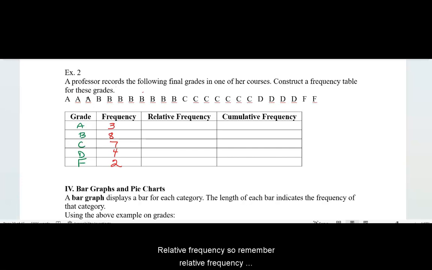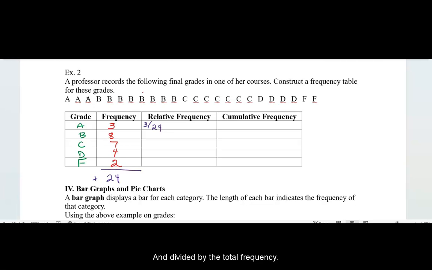Relative frequency. So remember, relative frequency, and all together, how many do we have? Let's make sure we add this up because that tells us our total frequency. And there are 24. All right, now relative frequency we talked about. You take the frequency in that category, so this is the frequency for an A, divided by the total frequency. Oops, that should be a 24. So 3 divided by 24, that would be 0.125 or 12.5%. Then you do this for each one.